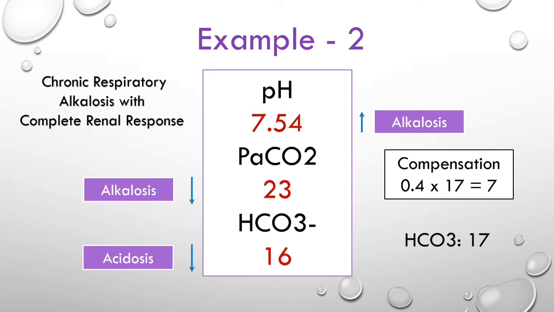And the next step is to calculate the compensation, whether the compensation is adequate or too much or too little. So the formula is to multiply 0.4 with the change in PaCO2, which is 17 millimeters of mercury. That gives us 7. So the bicarbonate level would be expected to decrease by 7. Now the normal bicarb level 24 minus the change 7 would be 17. Here in our example, we get a bicarbonate level of 16 milliequivalents per liter. So everything is in order, and the ABG is chronic respiratory alkalosis with complete renal response.